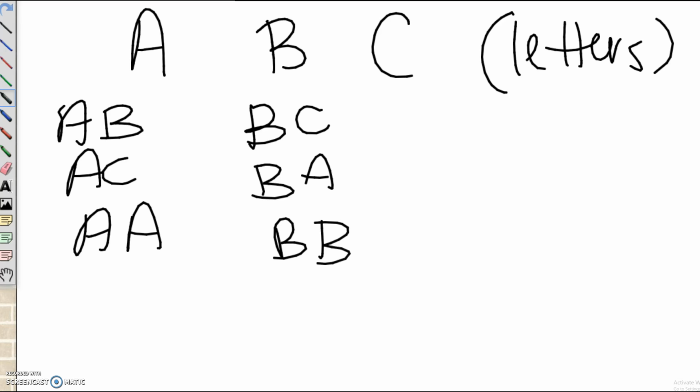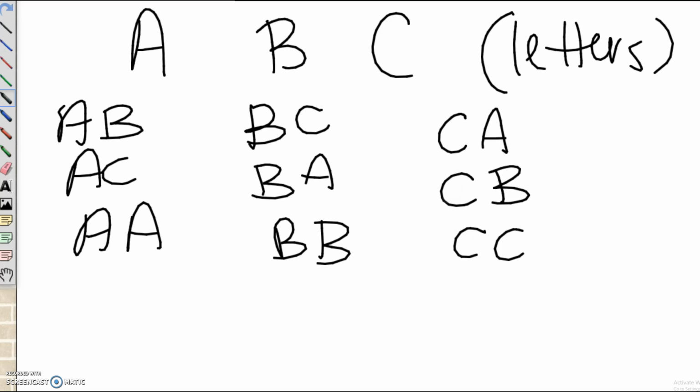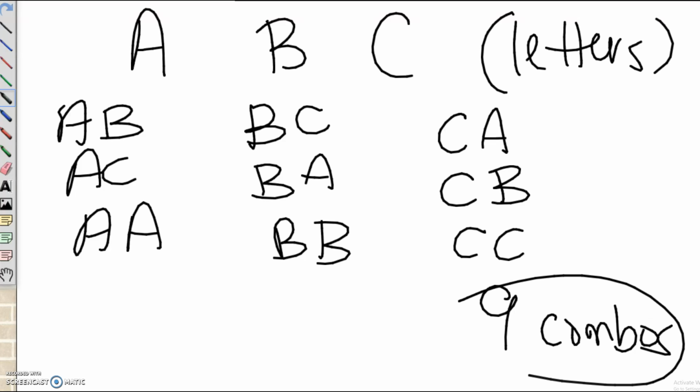I think you see where I'm going here. With C, we could have C, then an A. We could have C, then a B, and we could have C, C. And then when we find the total, we'll see that there are 3 squared, or 3 times 3, which means that there are 9 combinations, 9 combos.